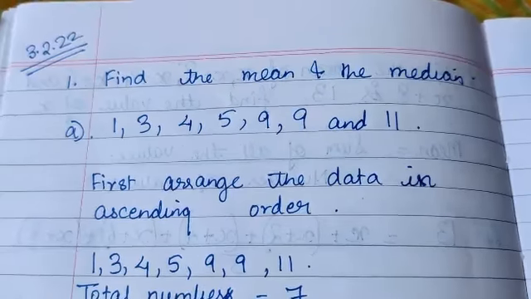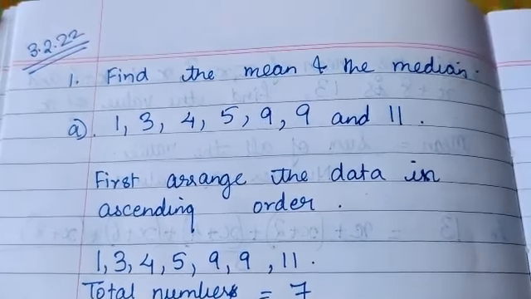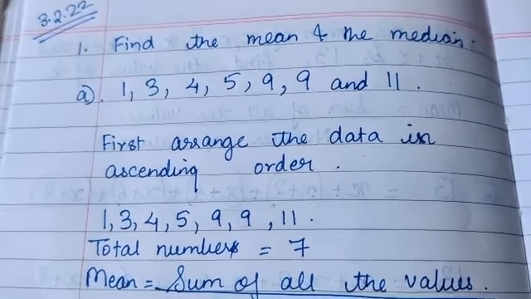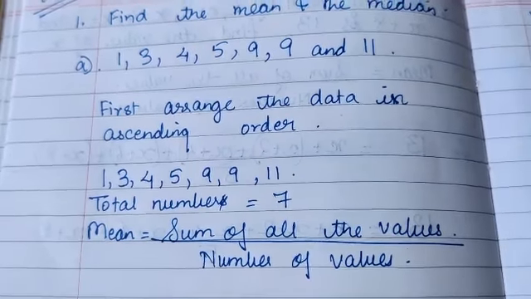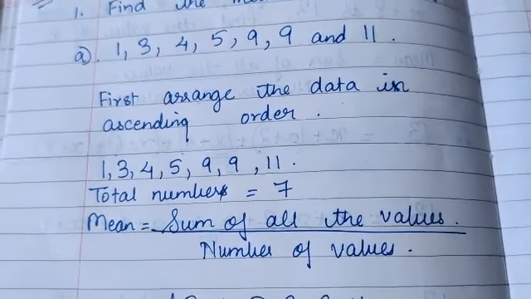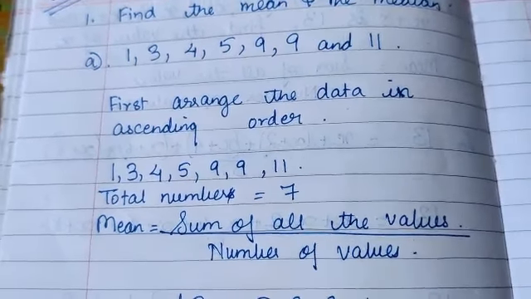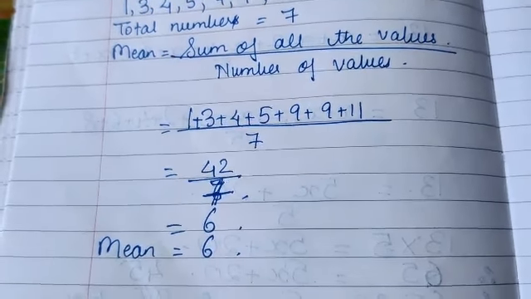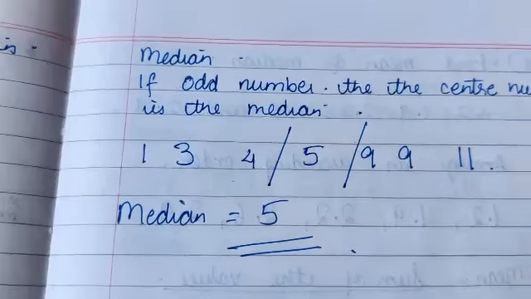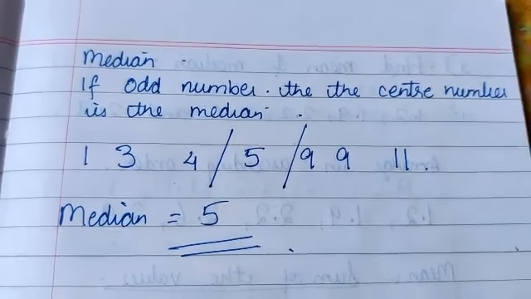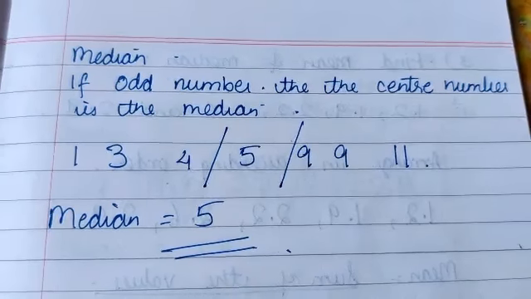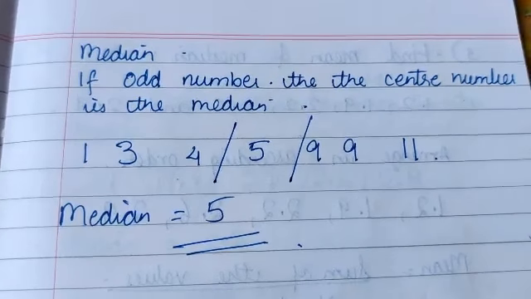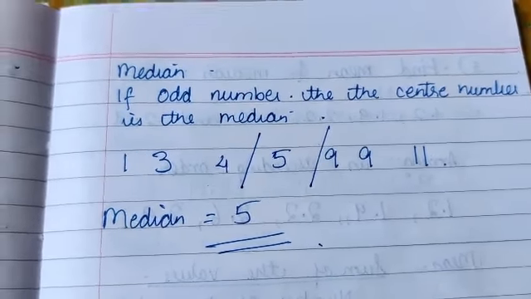Now they have asked us to find the mean and the median. The series is 1, 3, 4, 5, 9, 9 and 11. First we arrange the series in ascending order and find out the total number. Mean is equal to the sum of all the values upon the number of values. You add all the values and divide by the number of values, and you get the mean to be 6. Now to find the median: if the total number given is odd, the center number is the median, which we've just seen. So we arrange it and take the center number, and 5 is our median.